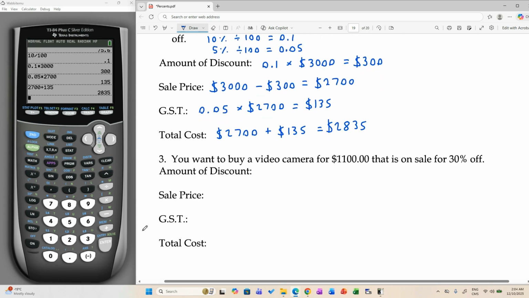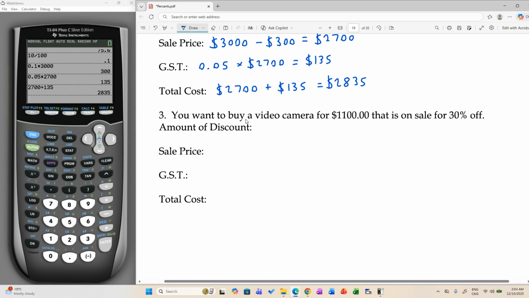Now, let's do the last example. I want to buy, or you want to buy, a video camera for $1,100 that is on sale for 30% off. What is the amount of the discount?